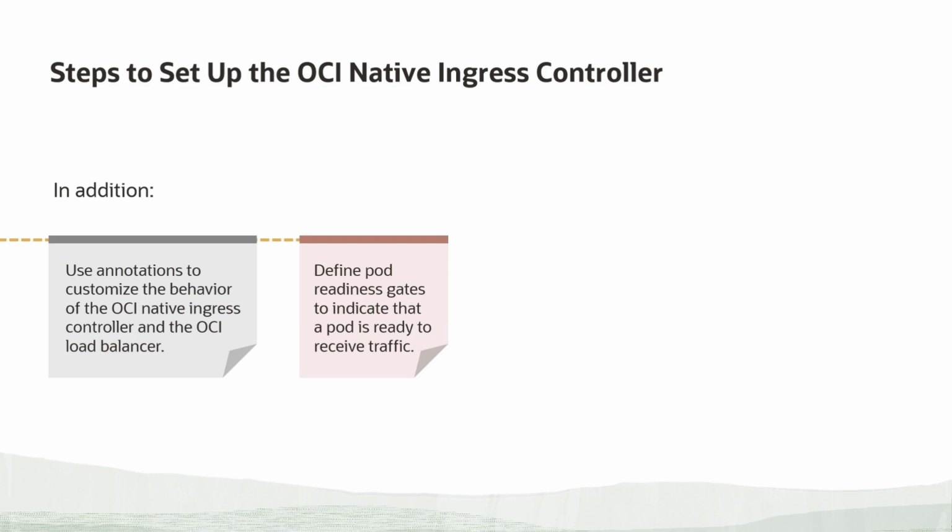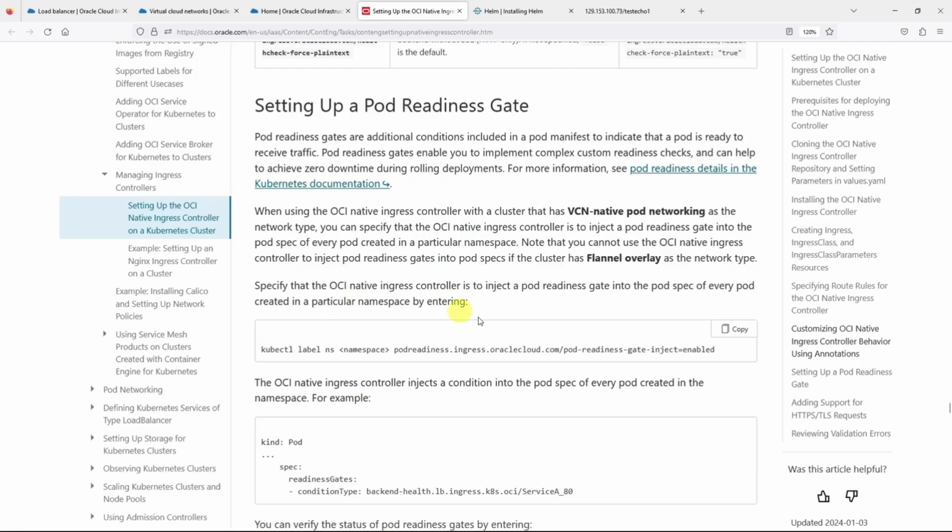You can define pod readiness gates, which are additional conditions included in a pod manifest to indicate that a pod is ready to receive traffic. Pod readiness gates enable you to implement complex custom readiness checks and can help you to achieve zero downtime during rolling deployments. All you need to do is specify that the OCI native ingress controller is to inject a pod readiness gate into the pod spec of every pod created in a particular namespace. You can run the command kubectl label ns, provide the namespace name, and provide the annotation which says pod-readiness-gate-inject.ingress.oraclecloud.com is set to enabled.